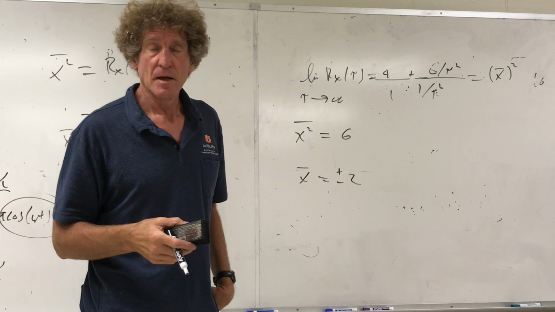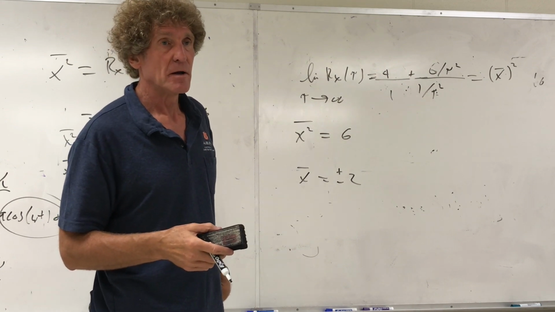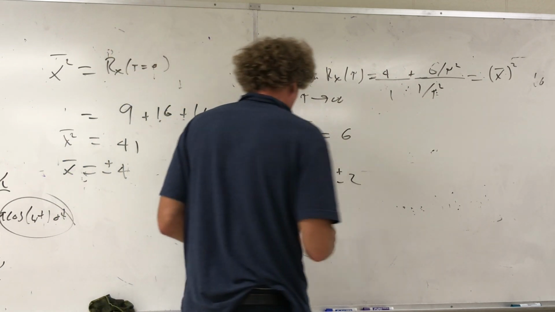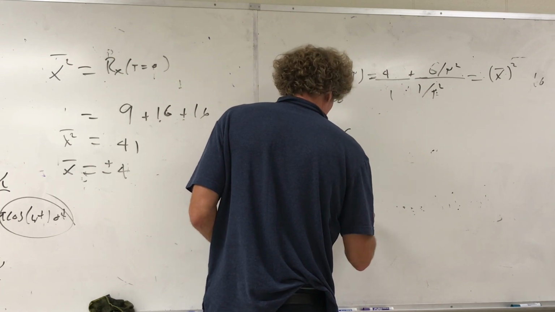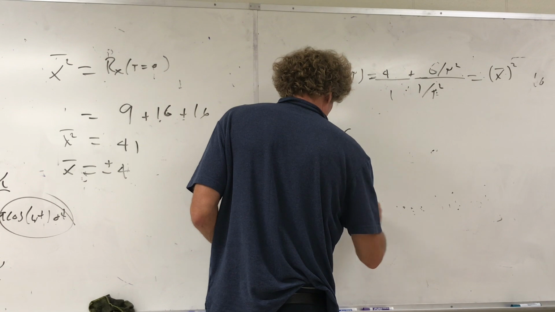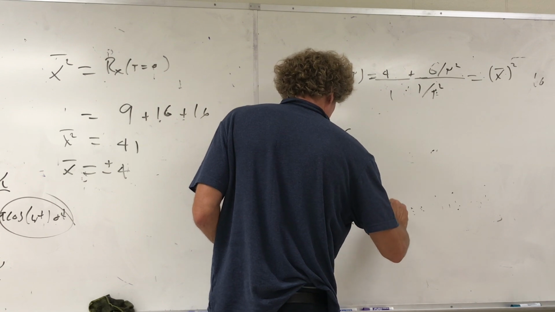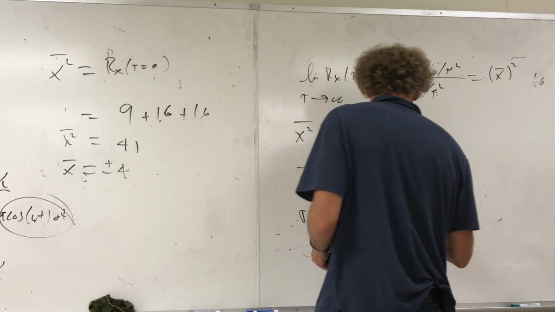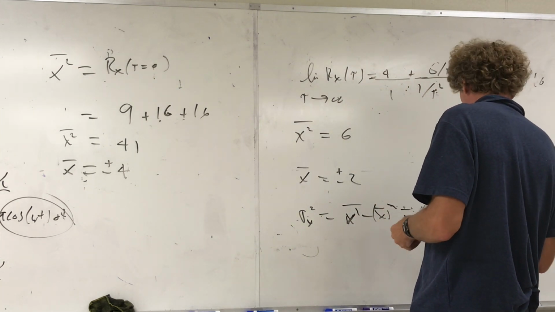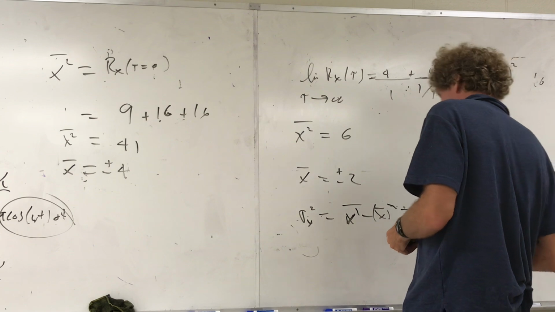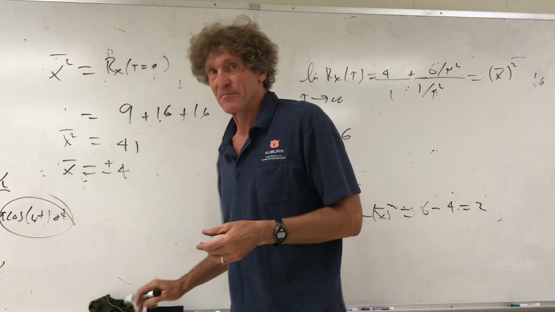Y'all with me? All right, what's the last part? Find the variance of this process. All right, so what's this? Well, I sure hope it's x squared bar minus x bar squared. But anything's possible, so that's equal to 6 minus 4 or 2. Is that one? It must be one of the answers.